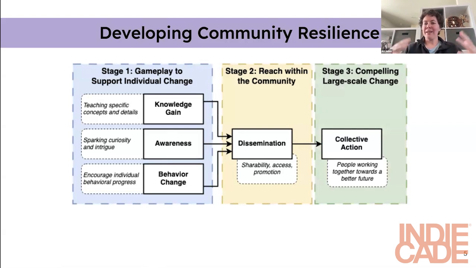So the third stage is compelling large-scale change, and this concept is called collective action. How do you get a whole community or a whole group of people working towards the same better future? So within this three-stage process of developing community climate resilience, the framework that we've developed particularly focuses on two pieces of that, which is the behavior change and the dissemination. All five pieces of this are important, but these two are particularly challenging and also can be particularly well addressed by games. And so these are the two pieces that the framework focuses on.